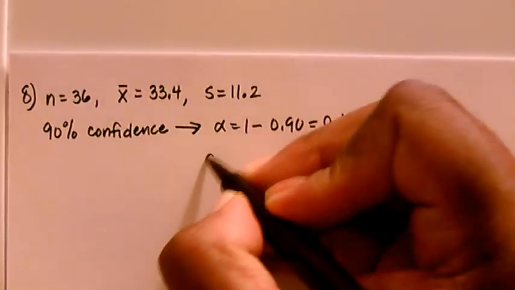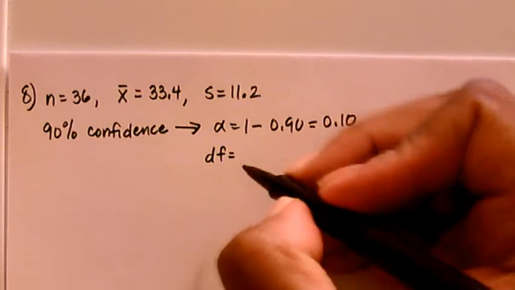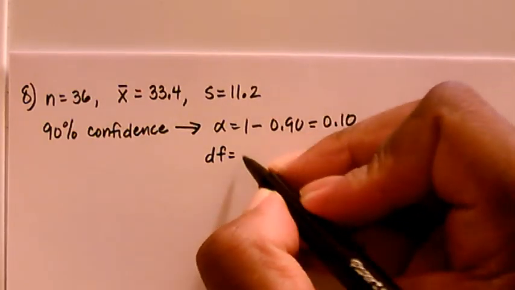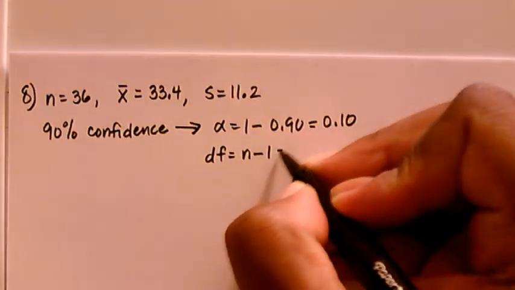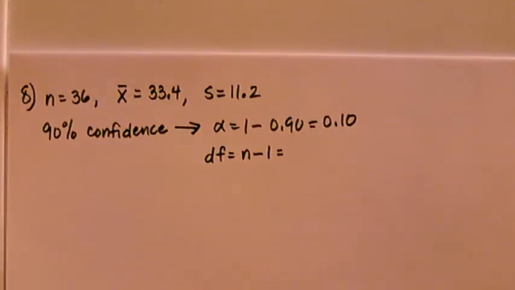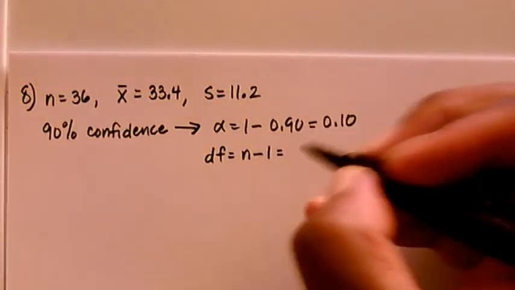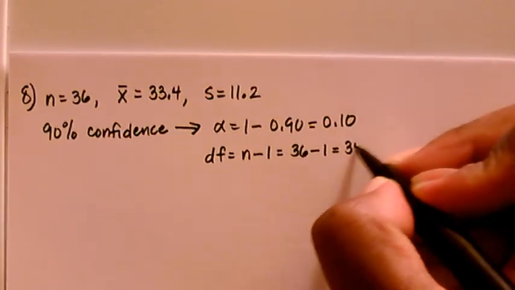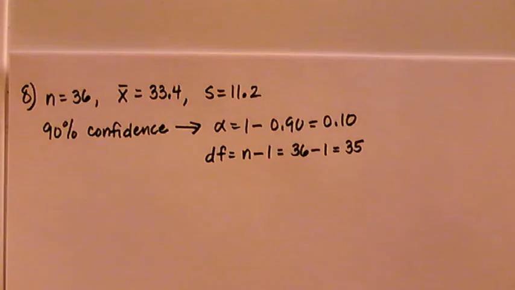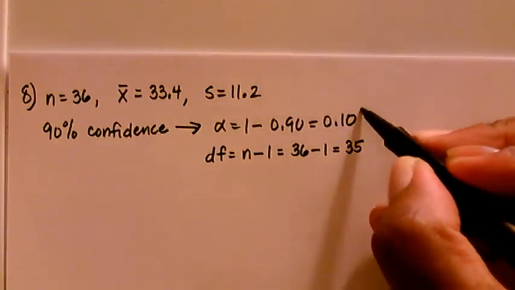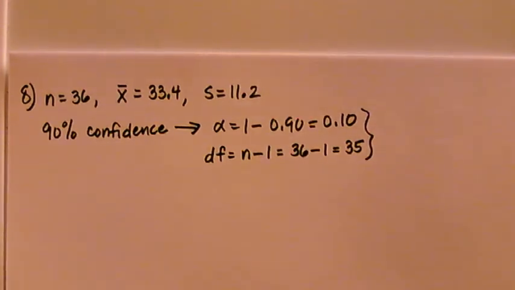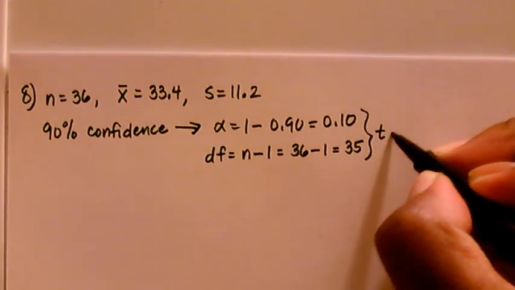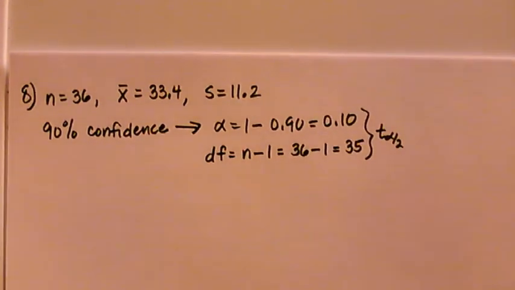And also, we need our degrees of freedom if we're using table A-3. Your degrees of freedom is always n minus 1. N is 36, so 36 minus 1 will be 35. Okay? So we're going to use these 2 pieces of information, our alpha level of 0.10 and the degrees of freedom of 35 to find our critical t value.